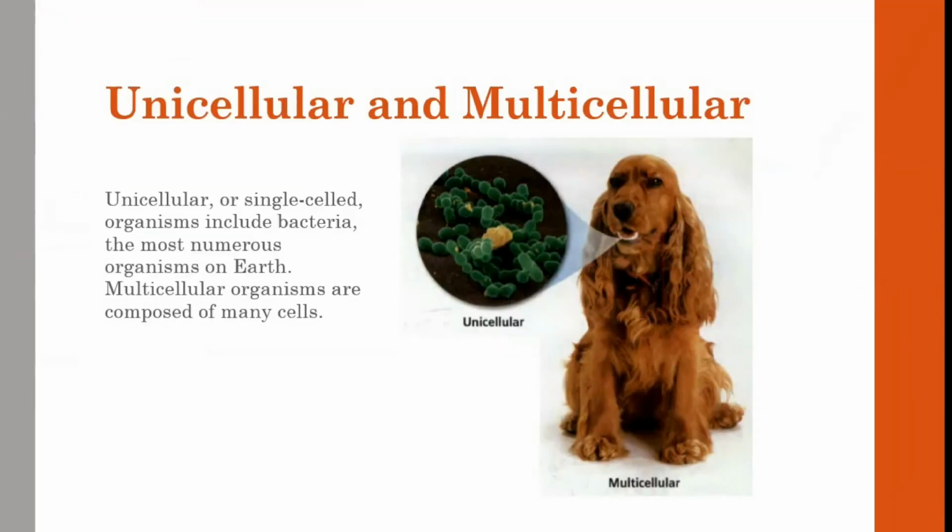Unicellular and multicellular. Organisms may be composed of only one cell or many trillions of cells. Unicellular or single-cell organisms include bacteria, the most numerous organisms on Earth. Multicellular organisms are composed of many cells. In multicellular organisms, cells are often organized into tissues, organs, and organ systems.